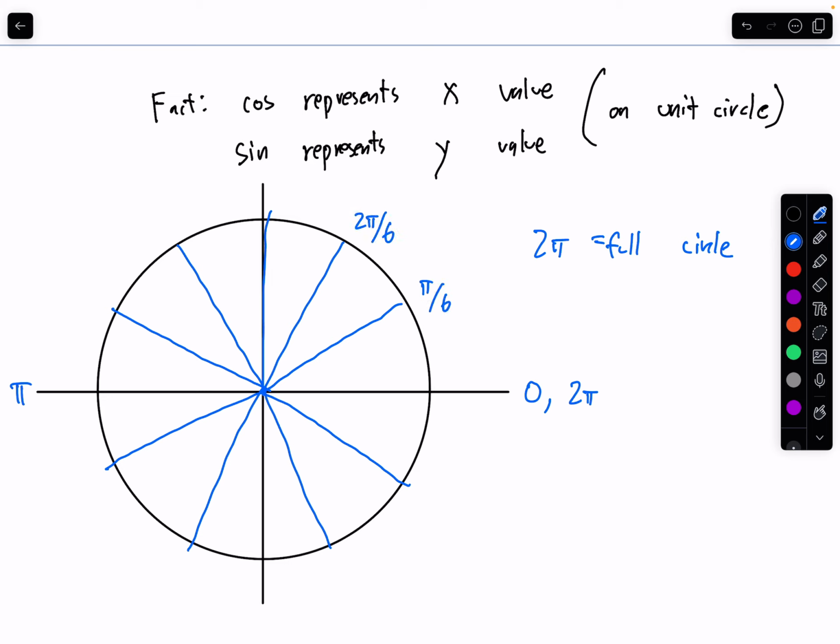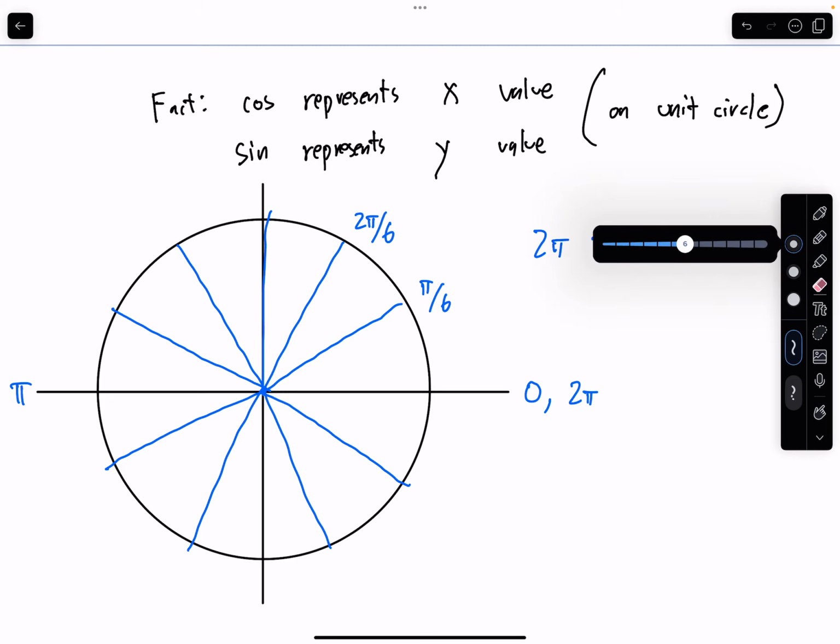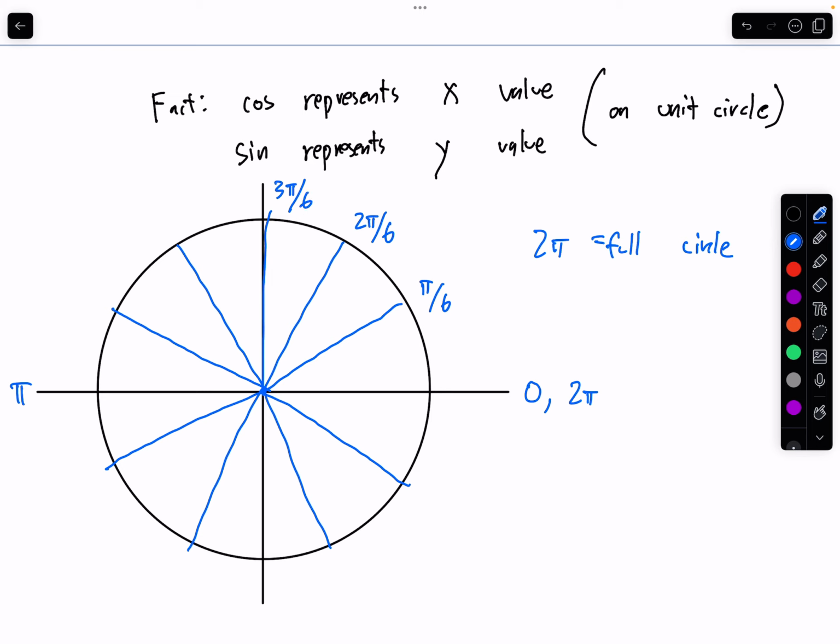And the way I think about this, since I'm going by pi over 6s, I just count. So 1 pi over 6, 2 pi over 6. I know this is unusual to write, but I think of this as, in one sense, 3 pi over 6. And this is 4 pi over 6, 5 pi over 6, and 6 pi over 6 is 1 pi. Then 7 pi over 6, 8 pi over 6, and this is 9 pi over 6.